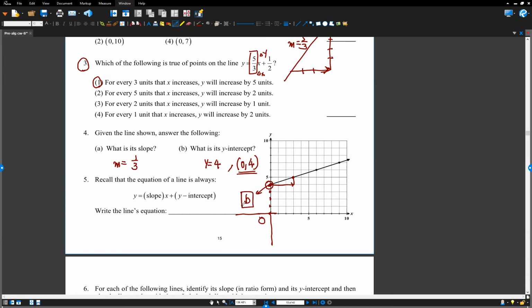Now put this slope and y-intercept into the equation, because y equals mx plus b, right? What is the value of m? 1/3, that's the slope. The equation is y equals 1/3 x plus 4, with y-intercept 4. That is the equation of the graph. Is it okay?